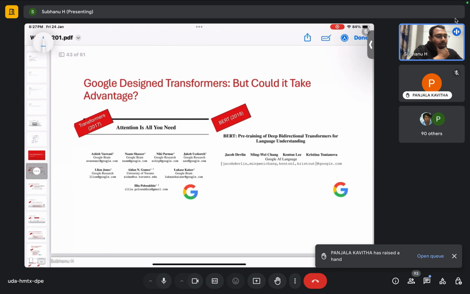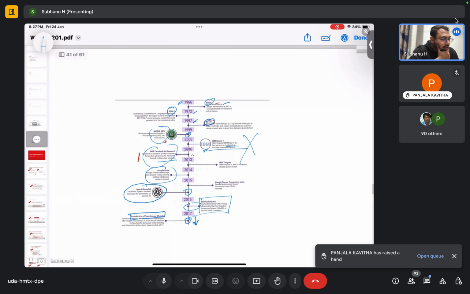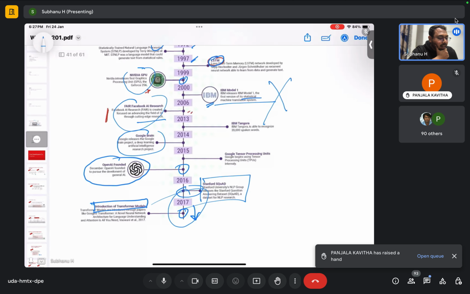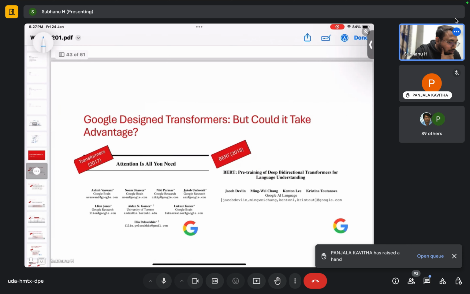Let's start. From what we have seen, the transformer model came in 2017. So we should know what the papers are.